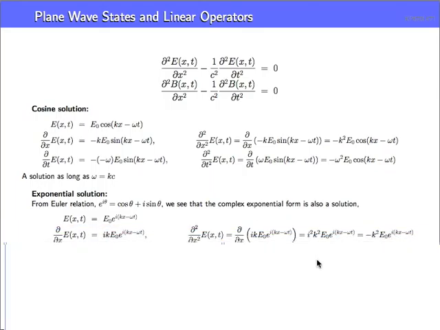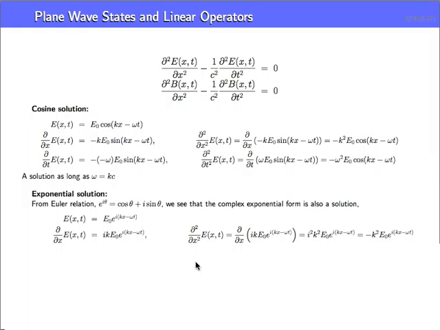So let's carry out the math here. Let's just do the x derivative first. The derivative in x pulls down the coefficient for an x, which is ik. But notice that the E field itself, E naught e to the i(kx minus omega t), doesn't change when we take a derivative. That's the nature of an exponential.